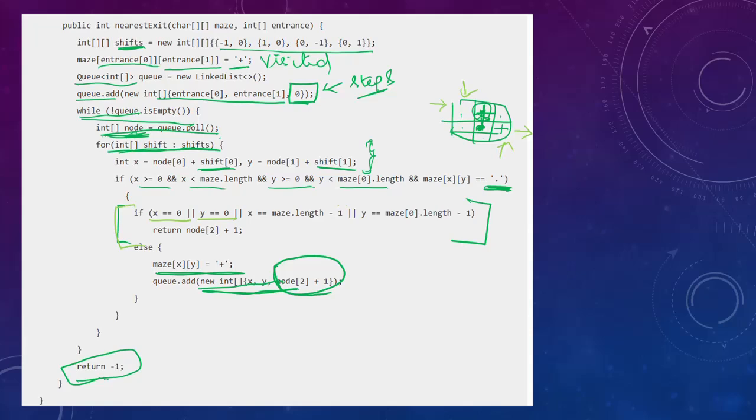So we are at the exit. So that is when we have to return the steps we have taken. So if x is equal to maze.length - 1, which means if we are in the last column or last row, in that case, we have to return the number of steps we have taken, which is this.